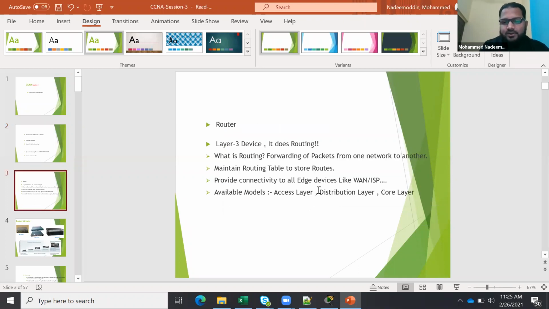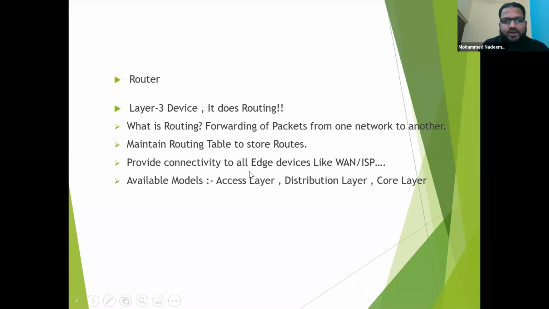So first thing, router. What is a router? If I tell you what is a switch, a switch is a layer 2 device, a router is a layer 3 device. What does a switch do? Switch does switching, router does routing. What is switching? Forwarding of frames from one port to another port. What is routing? Forwarding of packets from one network to another network, right? A switch maintains a CAM table, a router maintains a routing table. A switch stores MAC addresses, a router maintains all the routes.